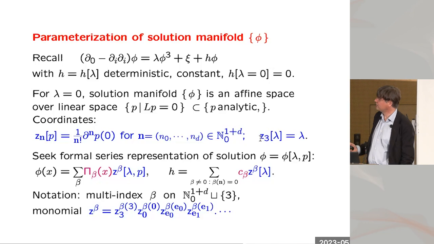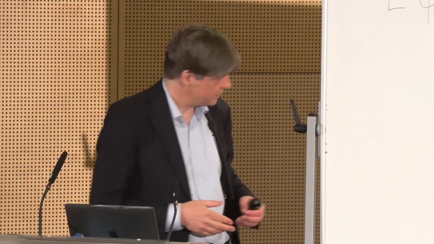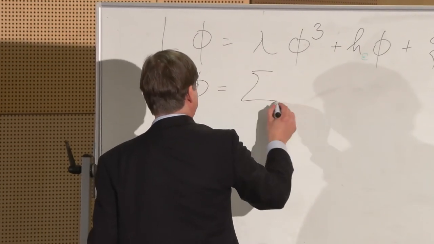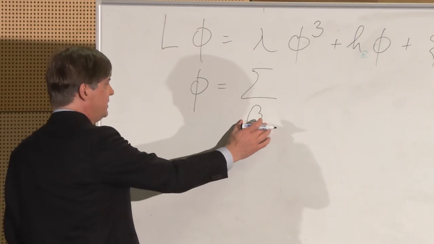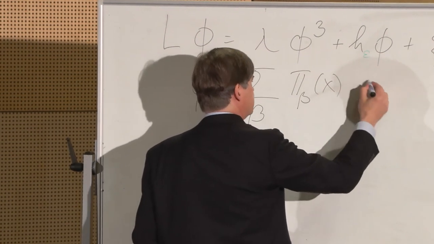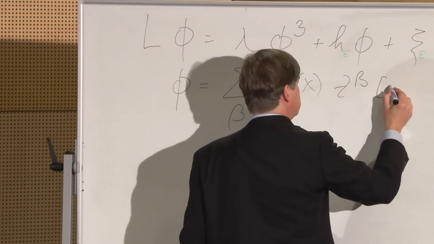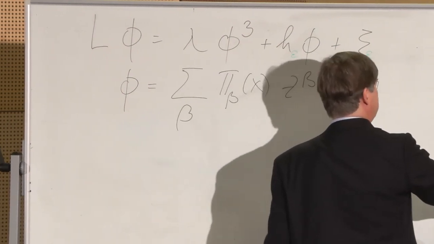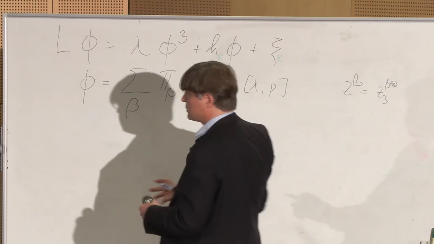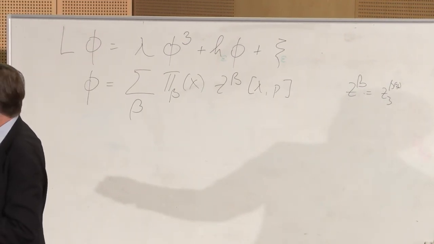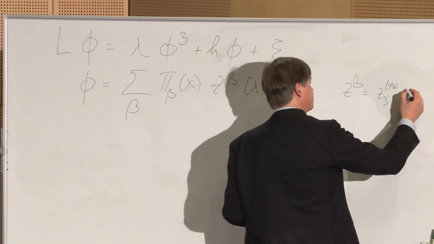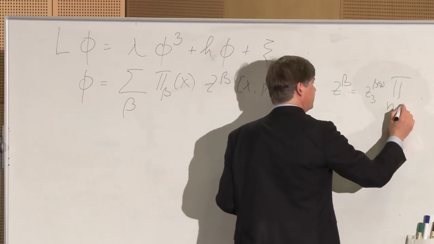where you also would write down a solution as such a formal power series. So perhaps let me write it here, so that you can look at it a little bit. You want to write phi, at least formally, as a sum over all possible multi-indices beta with coefficients which are space-time functions, and this monomial which depends on lambda and P, and the definition is that z to the power beta is z3 to the power beta 3. The reason for this strange notation that I use z3 here is that it's a cubic nonlinearity, and we just got used to that notation, so just accept it for a moment.